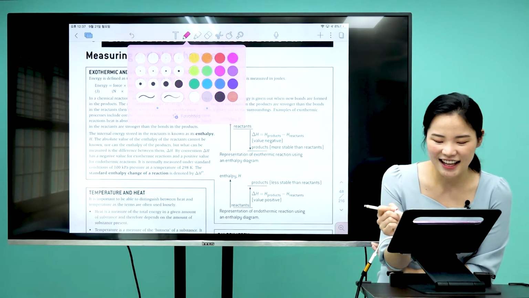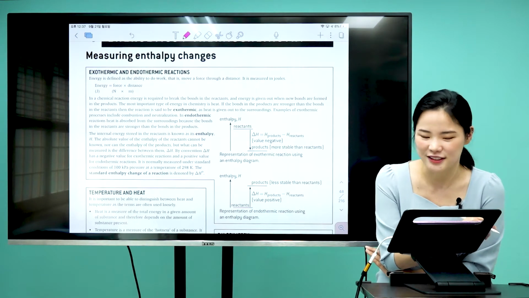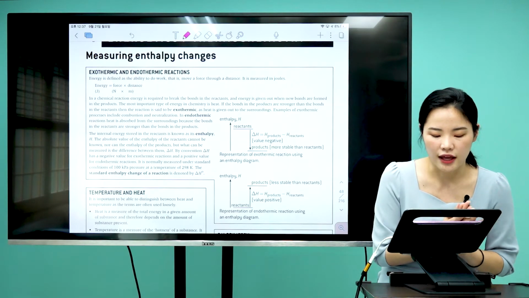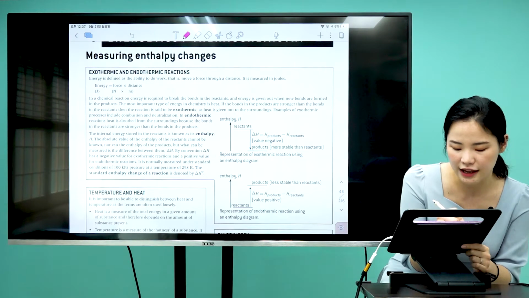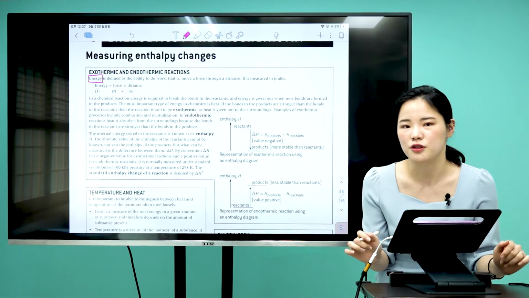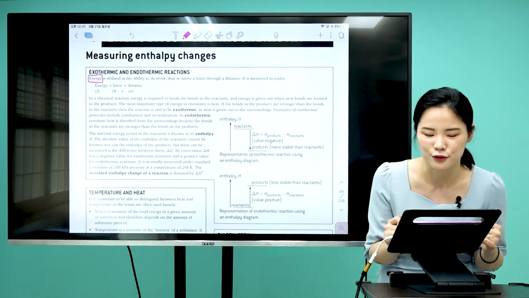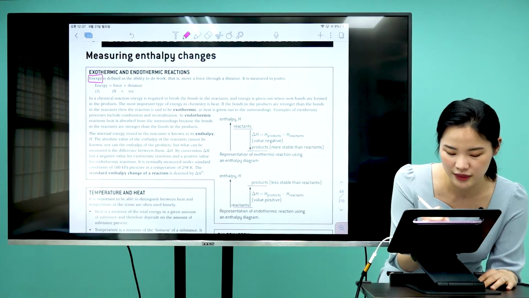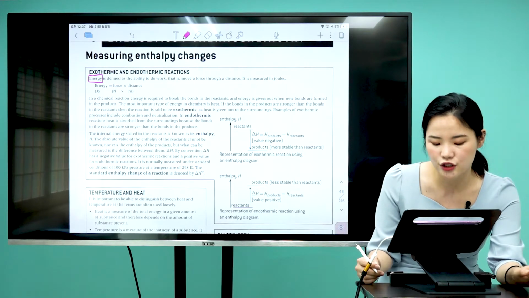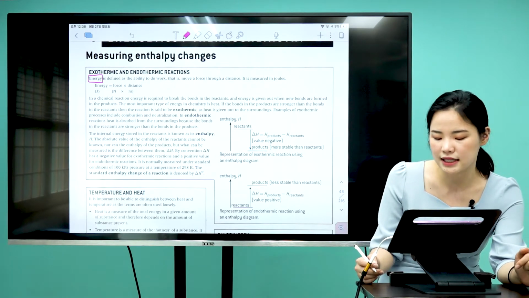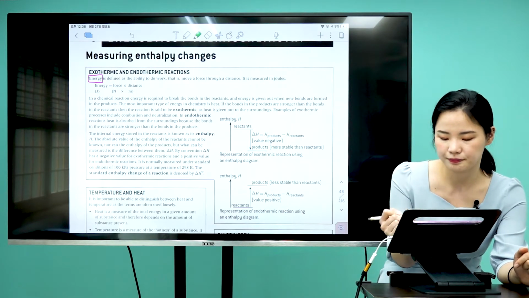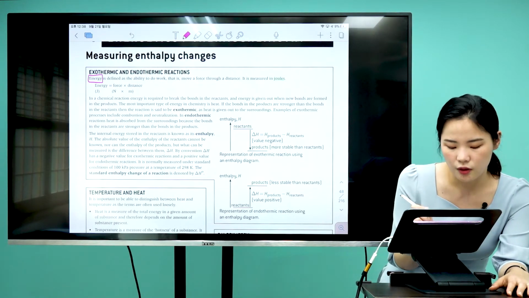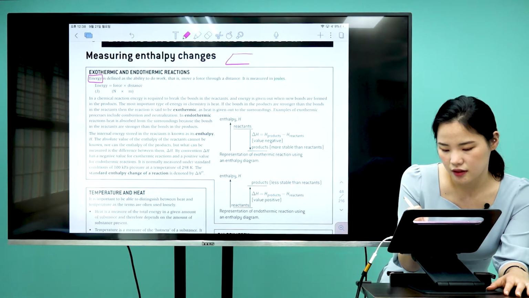Before we talk about it, exothermic and endothermic reaction is the introduction on this page. So we talked about the category of the energy, but here we will learn the definition of energy. It's not really important in chemistry, so this is just an introduction, so you don't have to really memorize the definition of energy. But it's a good intro, so we'll start with that. Energy is defined as the ability to work. That is, move a force through a distance, and it is measured in joules. Just like how distance is measured in meter or feet or inch. So energy is like that.